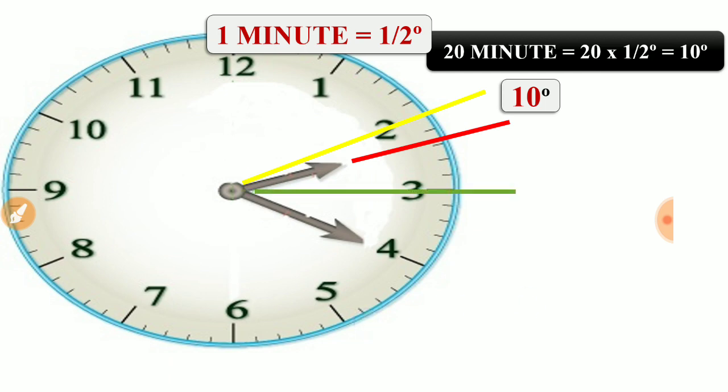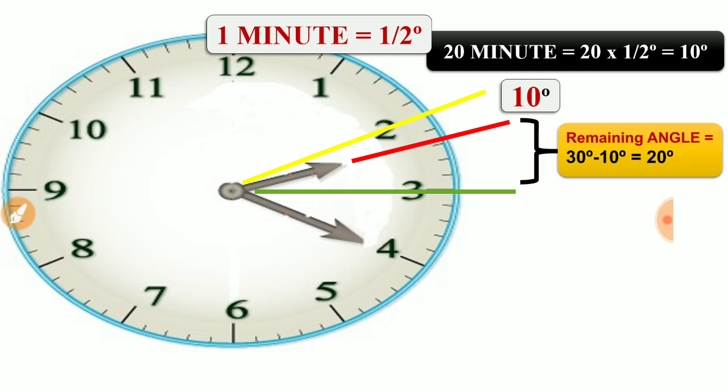Now I draw a green line. If I ask you what is the gap between 2 and 3, or the yellow line and the green line, you can simply say that it is one gap. One gap we know is 30 degree. If one gap is 30 degree, then the remaining angle is 30 minus 10 degree. Because we found the angle between yellow and red, that is 10 degree, and we know the angle between yellow and green, that is one gap, 30 degree.